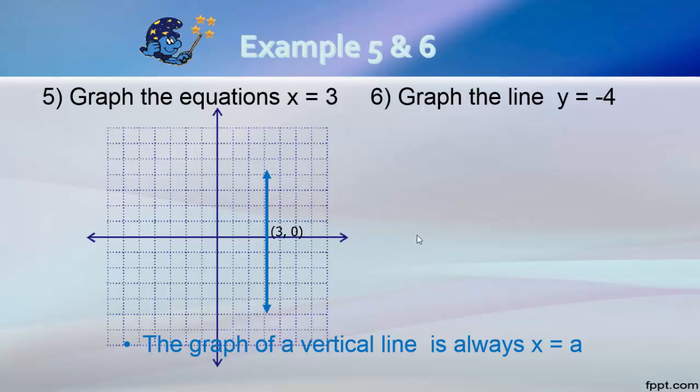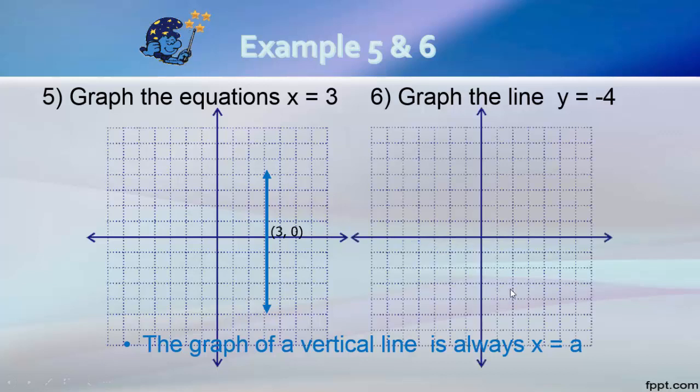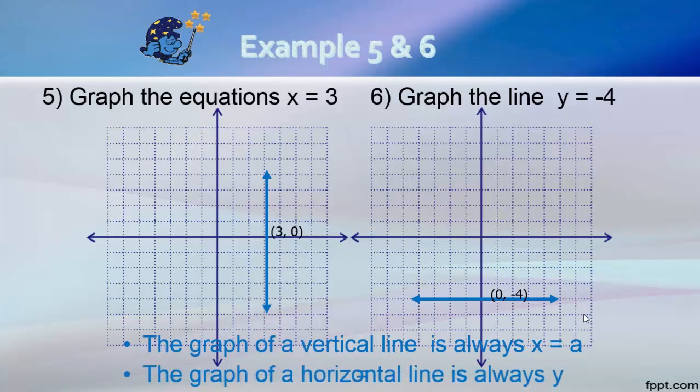In example number 6, we're asked to graph the line y is equal to negative 4. So in this case, we graph y is equal to negative 4. That means we go down 4 boxes, and that becomes the line that's parallel to the x-axis. So this means the graph of a horizontal line is always y is equal to b, where b is the y part.